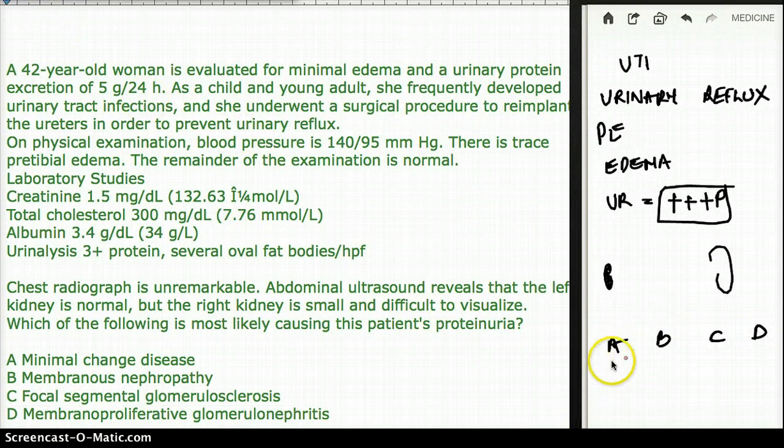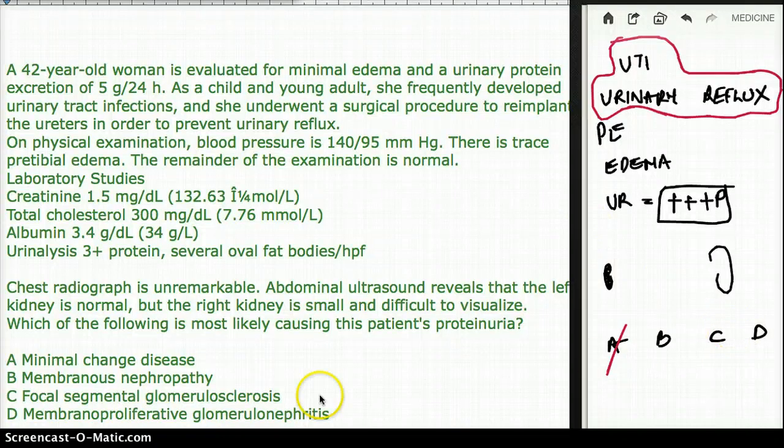First of all, we can rule out minimal change. That is usually seen in young kids. Plus, minimal change is also seen after an insult, for example, UTI or respiratory tract infections. This patient had a prolonged history of UTI, so much so that she had to get surgery to implant ureters. That was quite serious, right? Okay, now what are we left with? We're left with MGN, focal segmental, and MPGN.